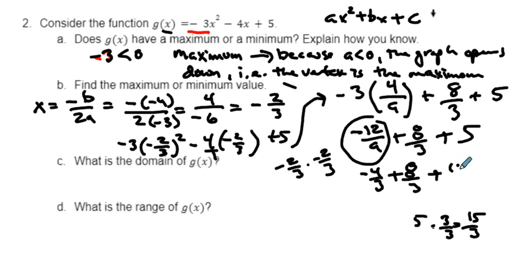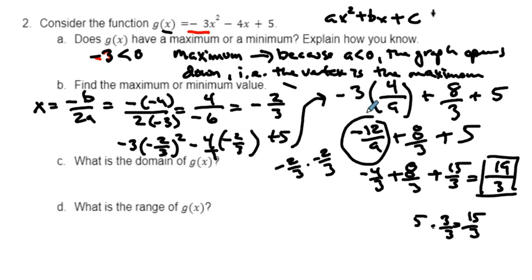Right, 15/3, and because I have my denominator being the same, you just add your top numbers. So negative 4 and 8 is positive 4, and positive 4 and 15 is 19. So I have 19/3 for my y-coordinate of my vertex.